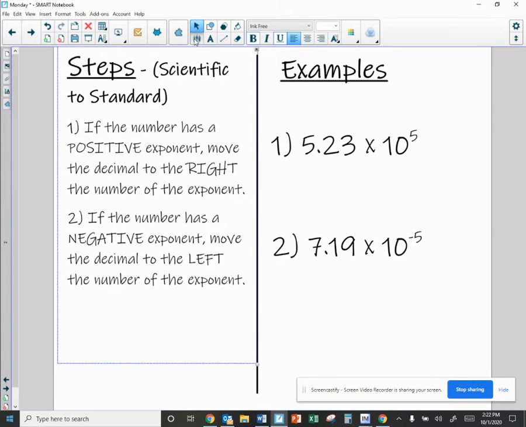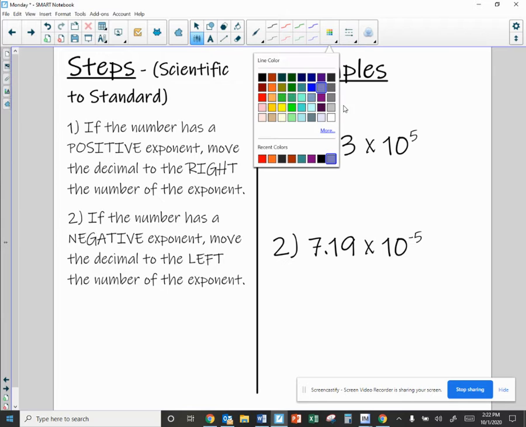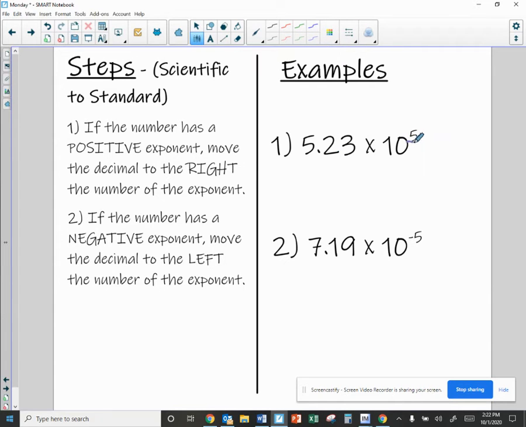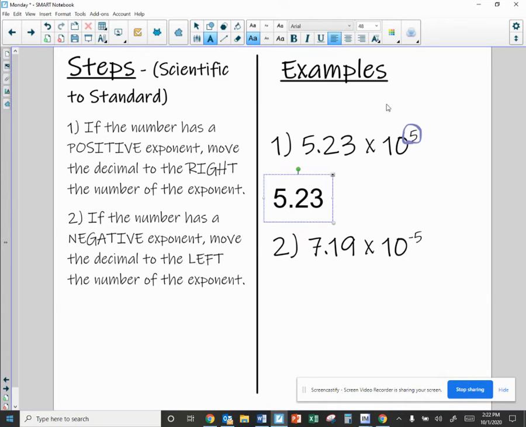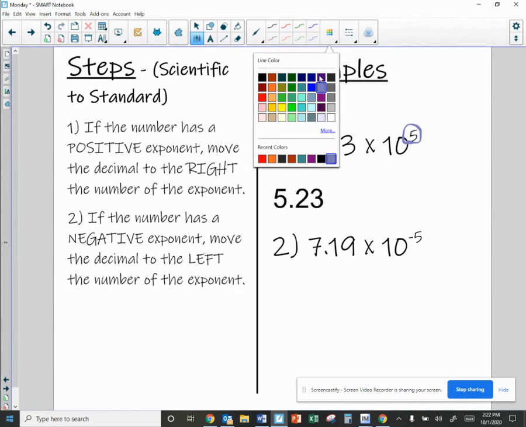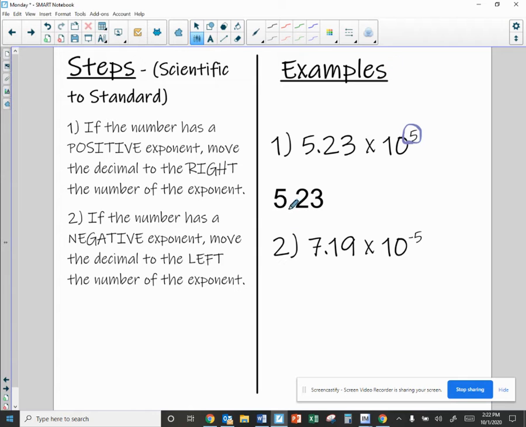So I see that on this one right here, my exponent is 5. So I am going to be moving this 5 times. So my number is 5.23 times 10 to the 5th. So I'm going to move that decimal 5 times to the right. 1, 2, 3, 4, 5. And when I have these blanks right here, I'm going to fill in these blanks with zeros.